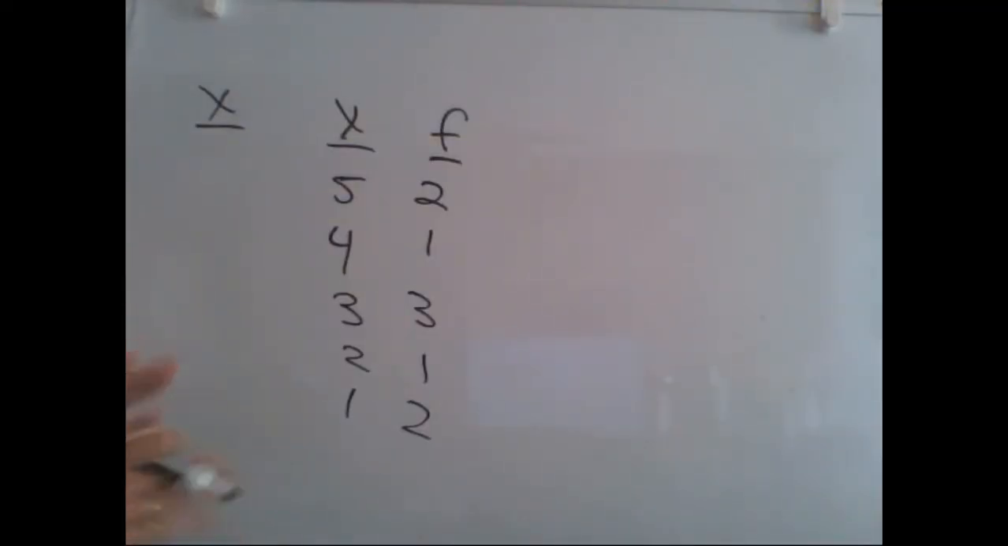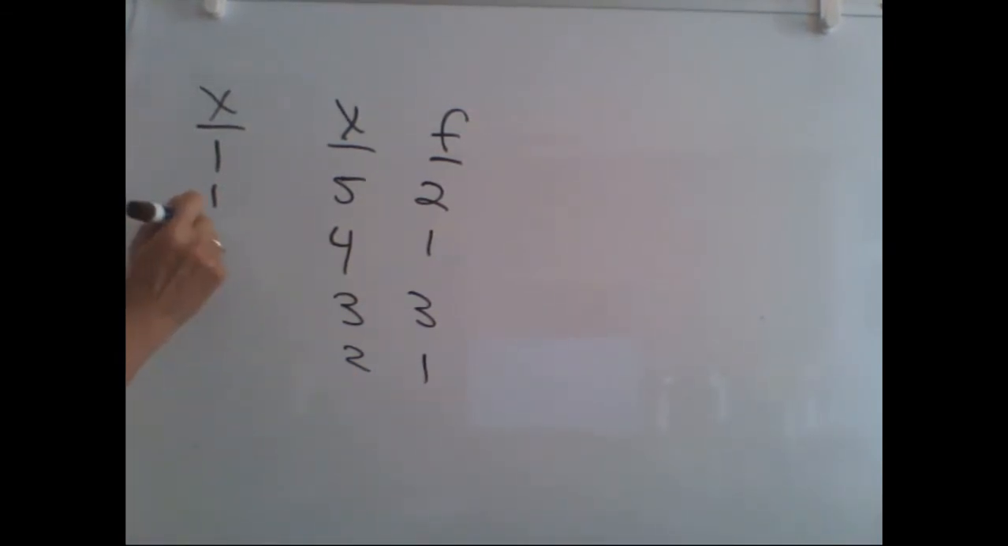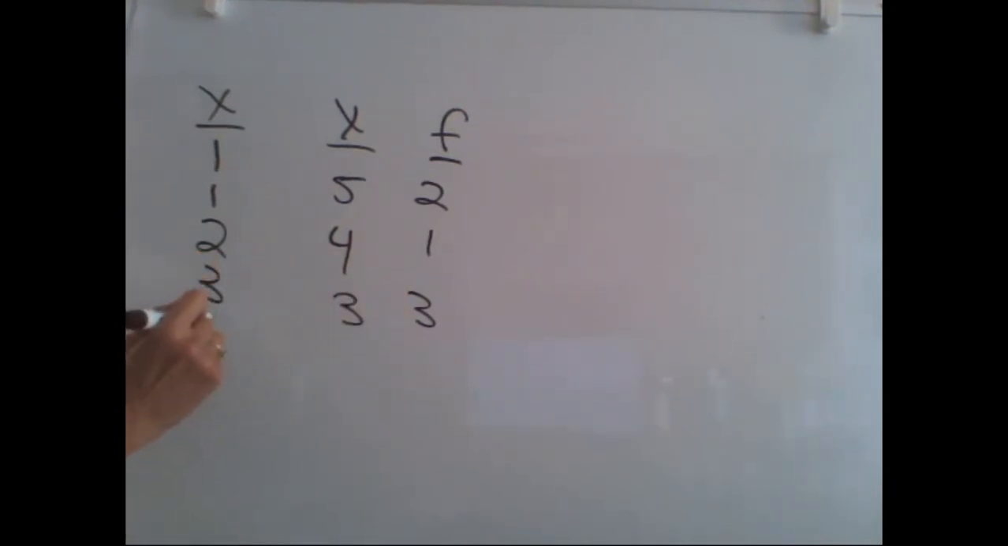For this problem, we're being asked to take this frequency table and pull out the scores so that we can figure out the population variance and the population standard deviation. So let's pull out the scores first. How many scores do we have that are 1? We have 2. So I'm going to put 2 1s here. How many scores of a 2 do we have? We just have 1 score of 2. We have 3 3s.